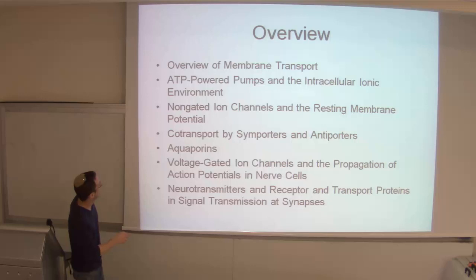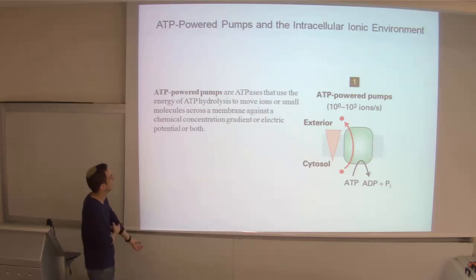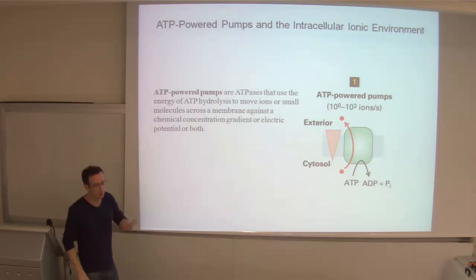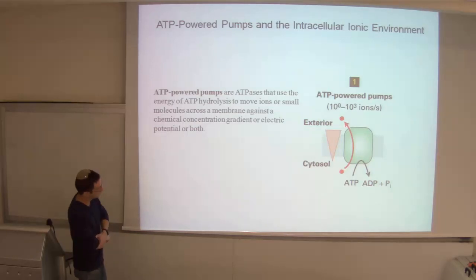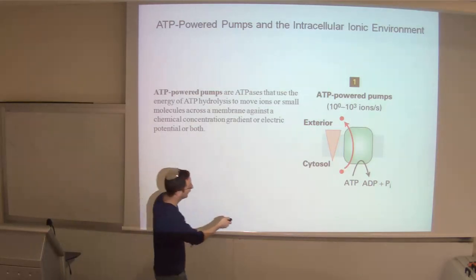Okay, so let's start now with ATP-powered pumps, where we'll see that they determine the intracellular ionic environment. So these proteins are ATPases, which means they can hydrolyze ATP, adenosine triphosphate, and that's what gives them the energy to move an ion against its gradient.